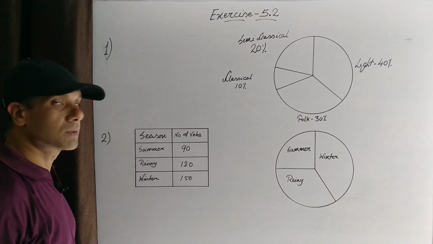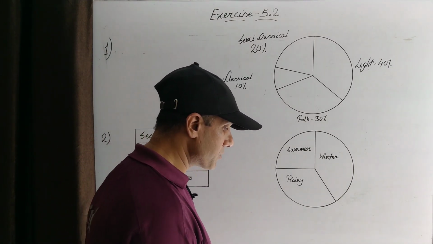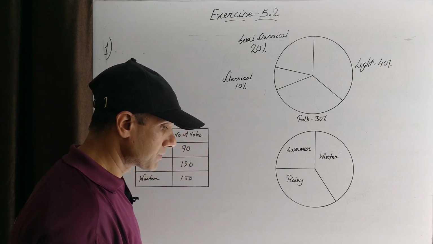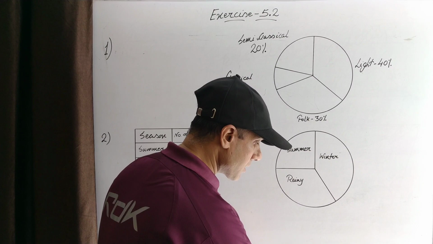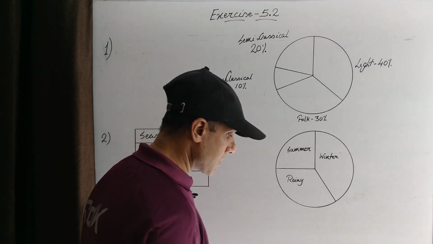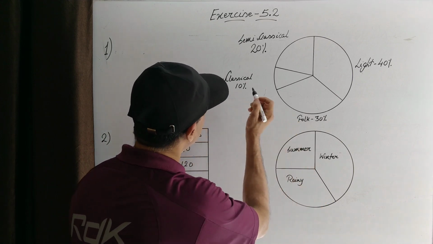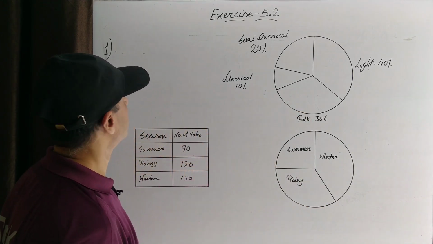So let's move on. Question number 1. A survey was made to find the type of music that a certain group of young people liked in a city. A pie chart has been given. From this pie chart, we have to find certain answers. If 20 people liked classical music, how many young people were surveyed?